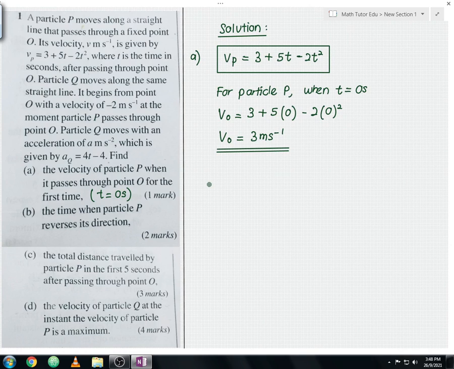For part B, we are still handling particle P. For now, they ask us to find the time when particle P reverses its direction. I just want to let you know that for this chapter, you need to be careful with the keywords. Most of the clues are hidden within the keywords, guys. So you need to be careful when you're reading the question. In this case, they mentioned the time when particle P reverses its direction. This statement actually indicates that your velocity is equal to 0. Then you need to find the respective time when your velocity becomes 0.